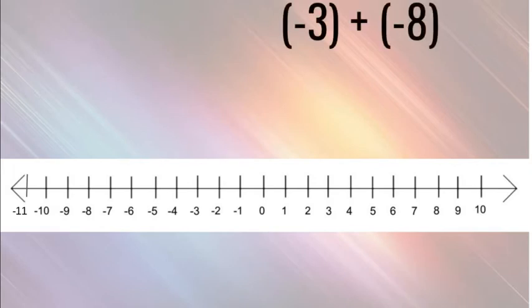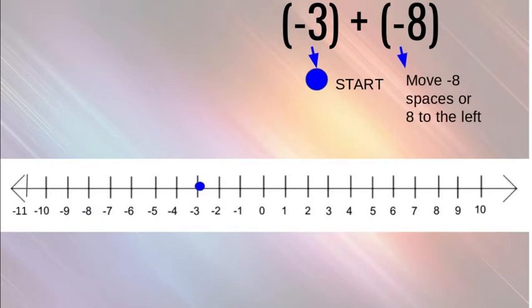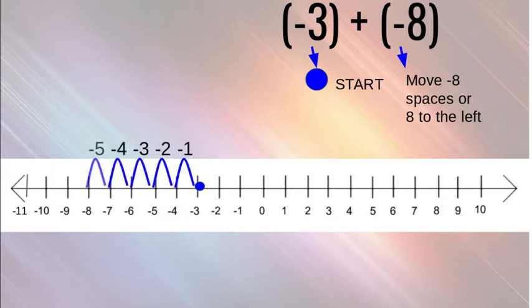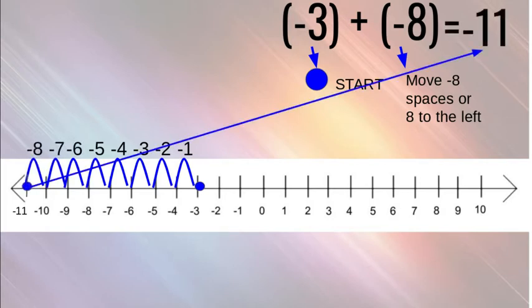We'll go back to our example used before also. What about -3 plus -8? Same idea. That first number is our starting place, so we start at -3. Now we do the same thing: we move -8 spaces, or 8 spaces to the left. 1, 2, 3, 4, 5, 6, 7, and 8. Notice we end up at -11, and that's our answer. Again, same answers we had from the tiles, just a different way of seeing it.